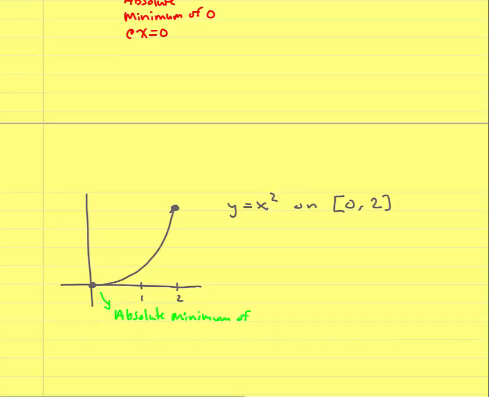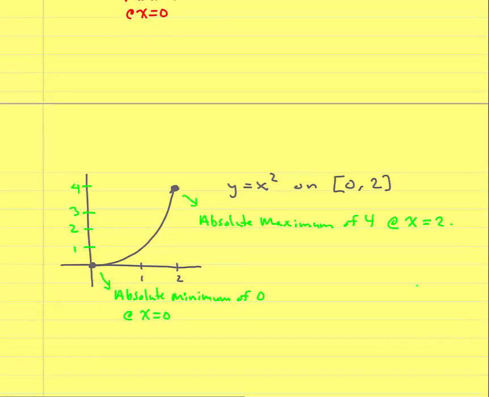So I have an absolute minimum of 0 at x equals 0. Now up here I have an absolute maximum of, what was that, 1, 2, 3, 4. So I have an absolute maximum of 4, and I got the 4 because if I plug a 2 in, 2 squared is 4, at x equals 2. So I can see that I have definitely an absolute max and an absolute min occurring here.